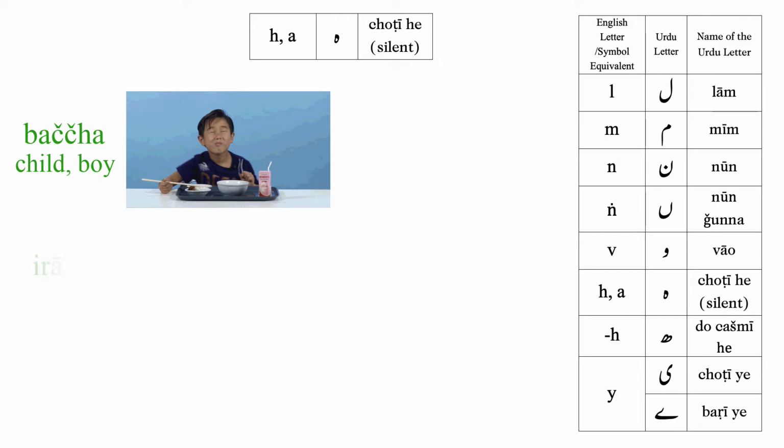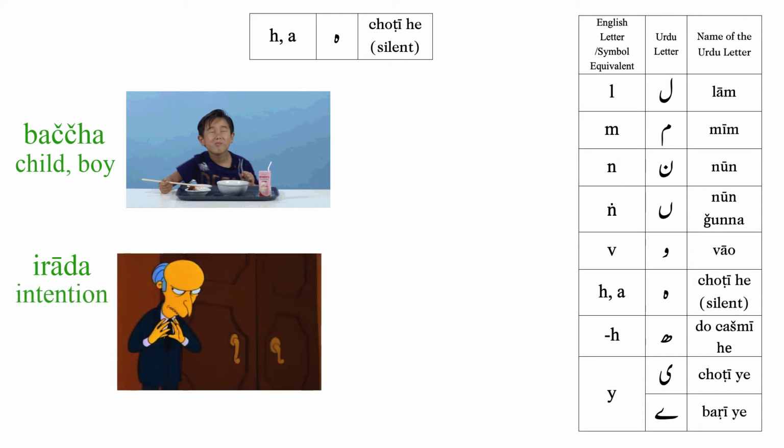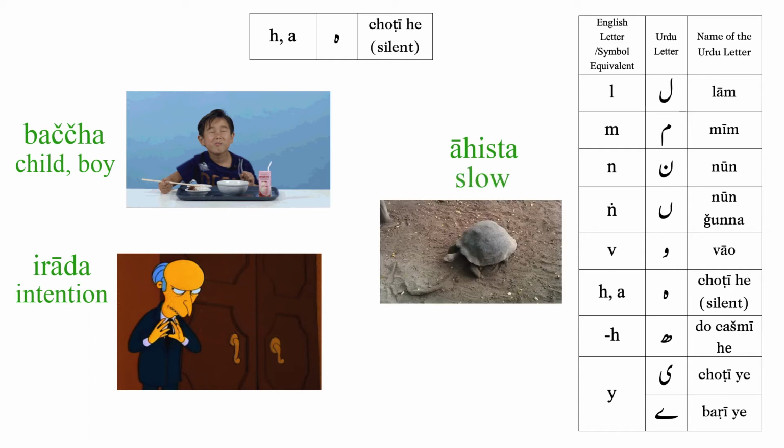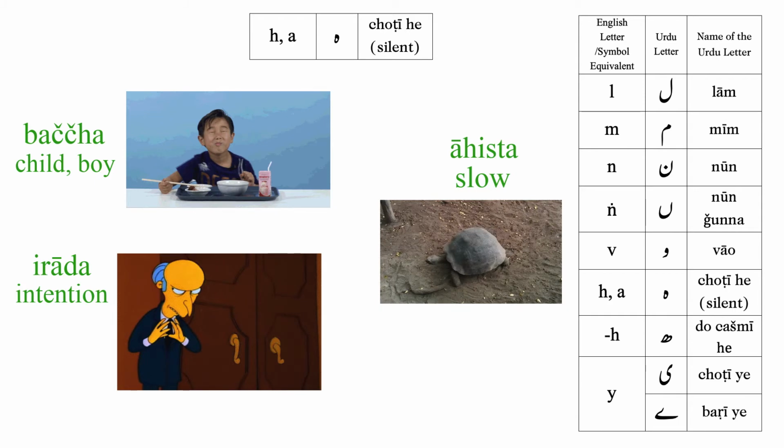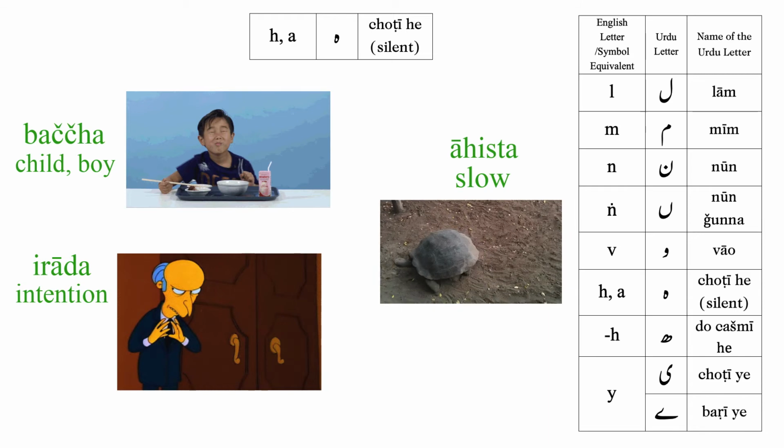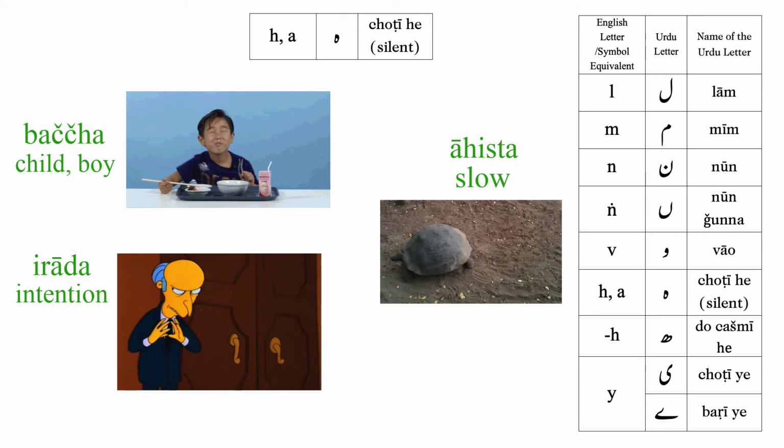Next word is irada. Irada means intention. Our final word is aista. Aista means slow. So it's actually written ahista, but it's said aista. So basically, any word that ends in choti hai, we'll just have to memorize the spelling. I too struggle with those words. This is also where the Anki vocabulary cards will come in handy.